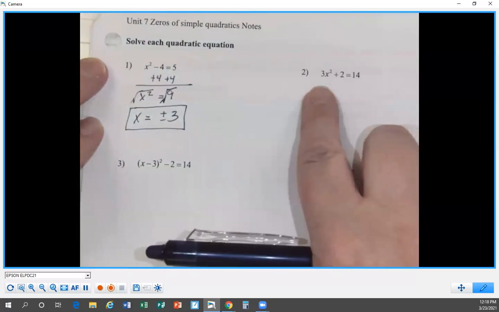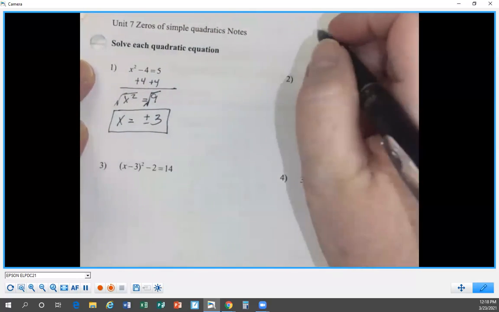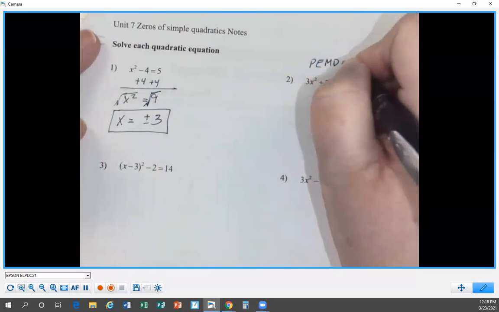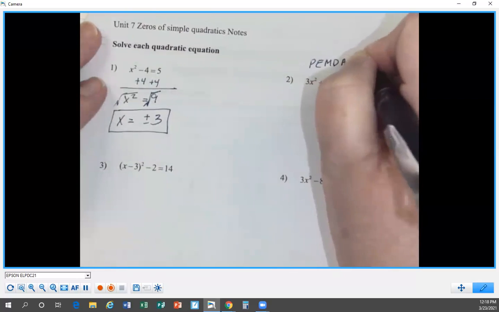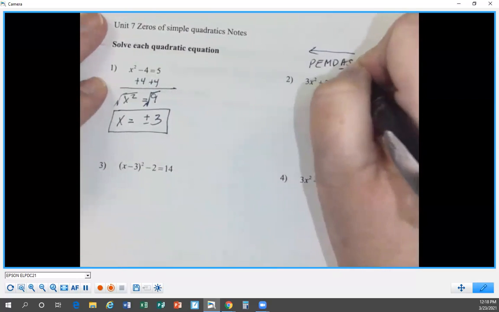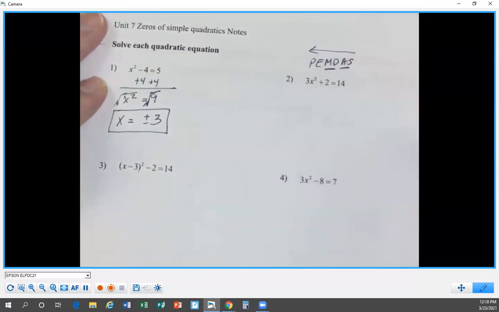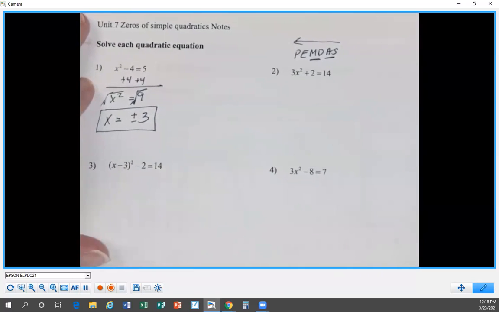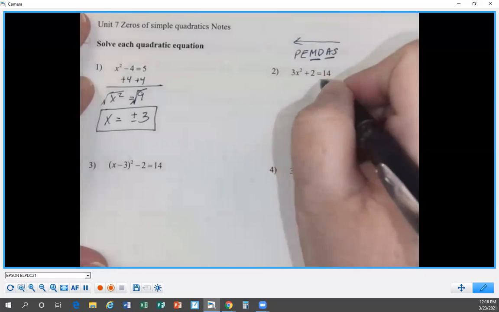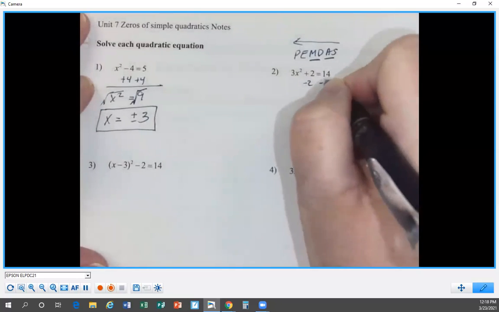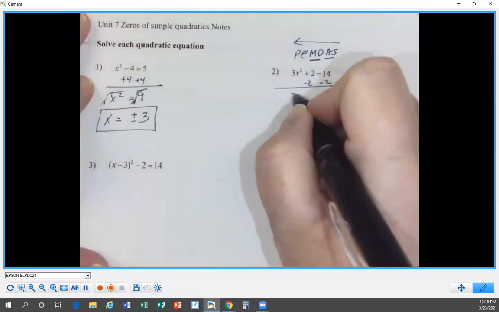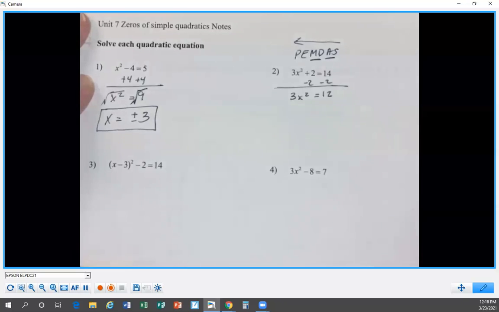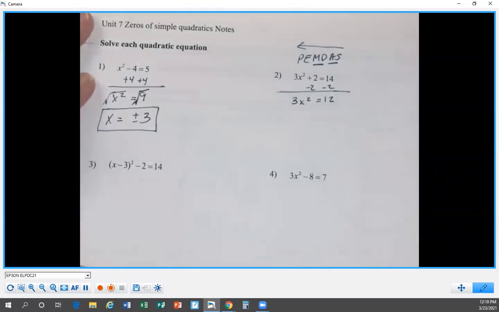Number 2, we have a three-step equation. So remember, we're doing our order of operations in reverse. Addition and subtraction is one step. Multiplication and division is one step. So is anything being added to or subtracted from our variable term? Yes, there's a plus 2. So we subtract 2, which gives us 3x squared equals 12. Then we divide each side by 3.